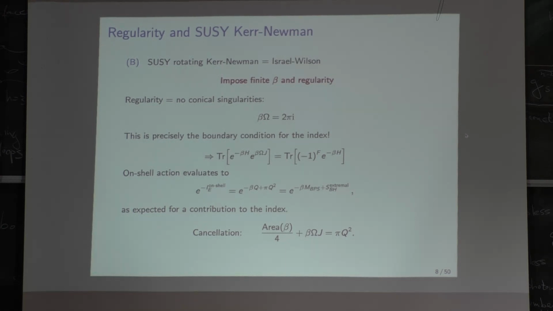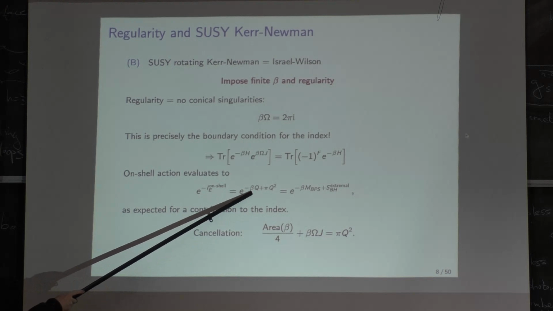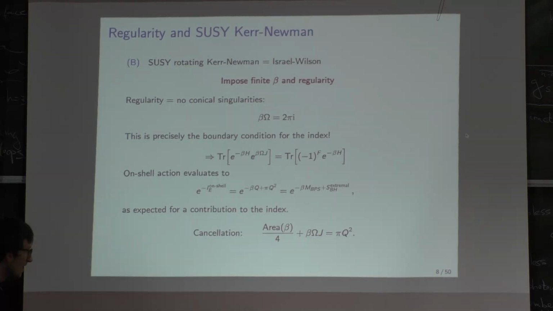and would still be computing this trace. Yes. Thank you. Okay, so we evaluate the on-shell action, and what we get is the following simple answer. So it's E2 minus beta q plus 5q squared. There are two important things to know about this result.